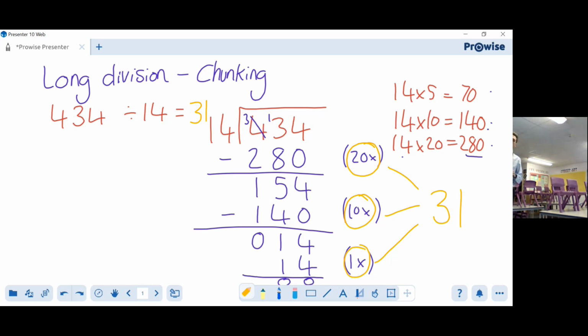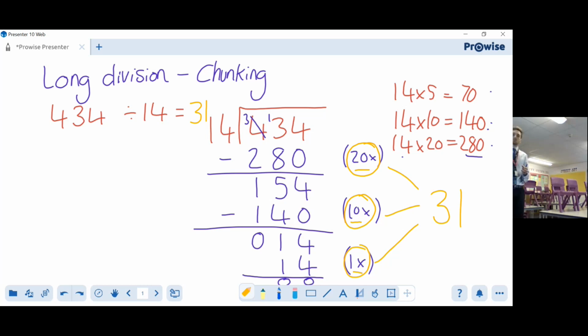All we were doing there is chunking. It's called repeated subtraction, and we're just taking away lots of 14 at a time. First we took away 20 lots, then 10 lots, and then one lot of 14 so that we could get down to the smallest number possible. In this case, we got down to 0.